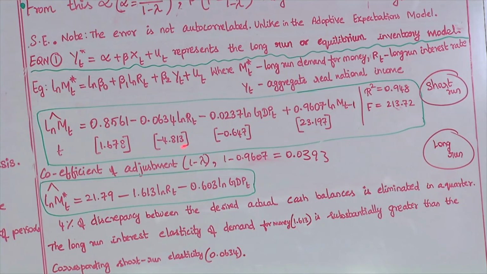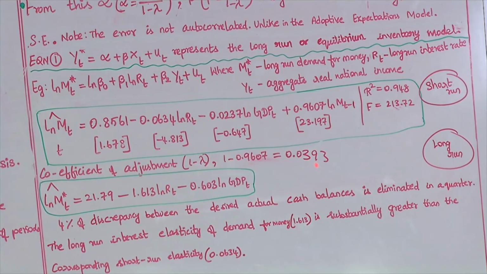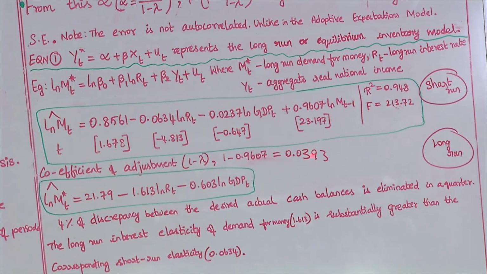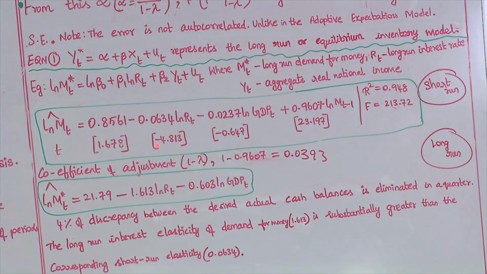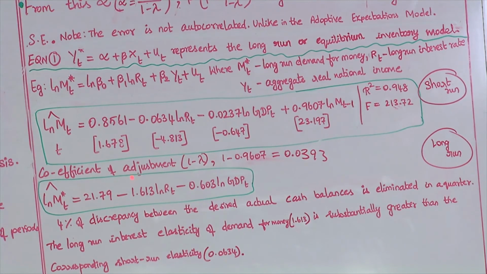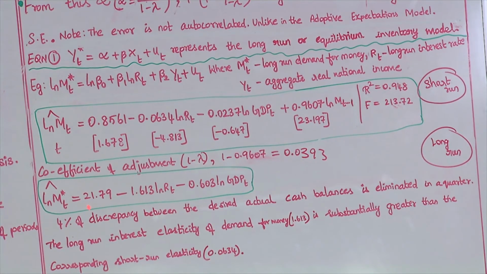Now, the coefficient of log MT minus 1 will give you the lambda coefficient. From this lambda coefficient we can find the 1 minus lambda. So, first we will see the 1 minus lambda. Lambda is 0.9607, and if you subtract from 1 we get 0.0393. So, this is the 1 minus lambda measure. We can divide all these coefficients by this 1 minus lambda to get the long run coefficient measures. So, the long run coefficient measure 0.8561 can be divided by 0.0393 to get 21.79.